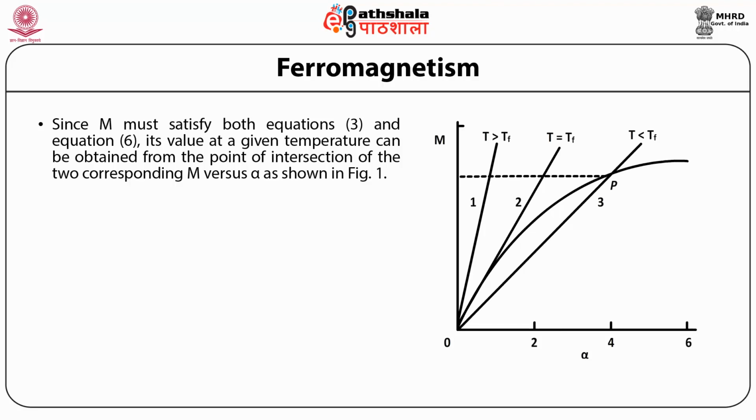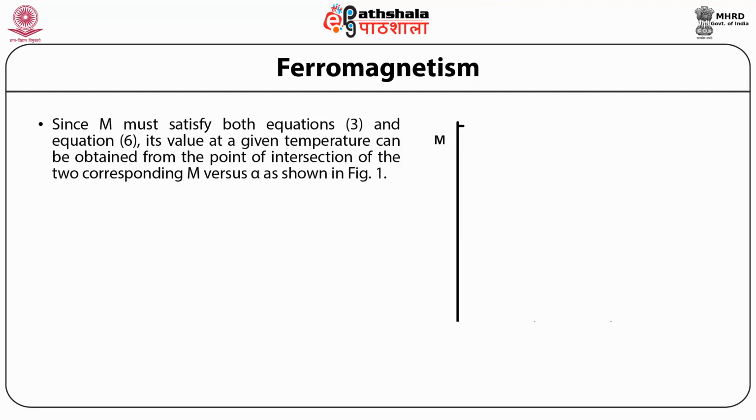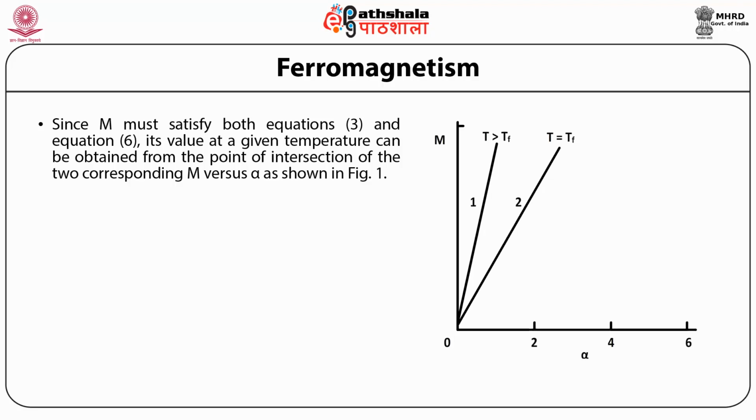So from figure 1, on the x-axis it is alpha, on the y-axis it is M. There are three conditions: when T is greater than T_C, when T is equal to T_C, and when T is less than T_C. We find that when T is greater than T_C, there is no intersection. It is not matching the condition obtained from equations 3 and 6. Also at T equal to T_C, again there is no intersection. The two curves are not meeting each other.